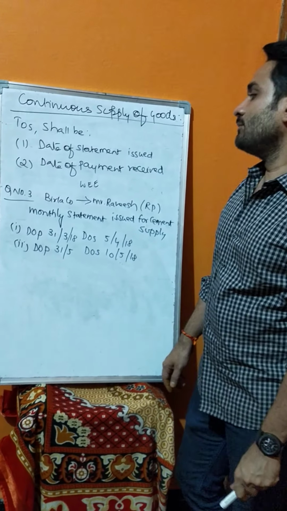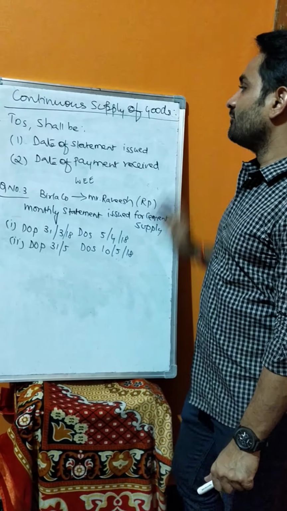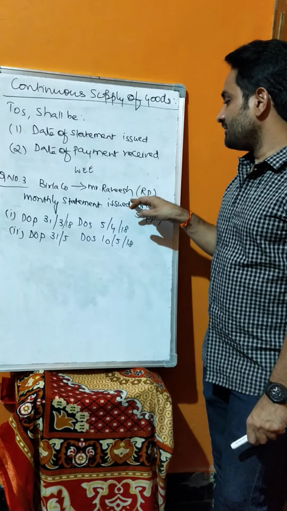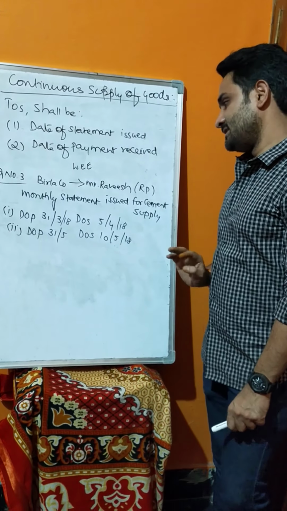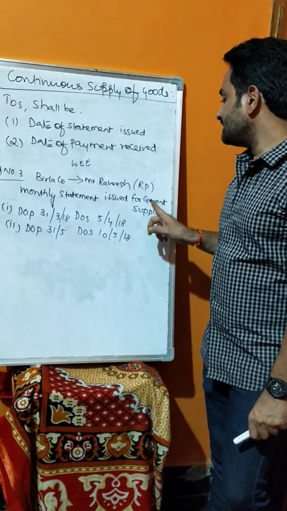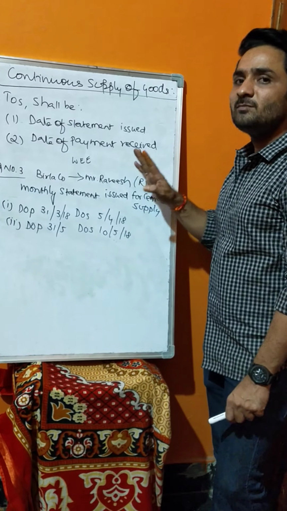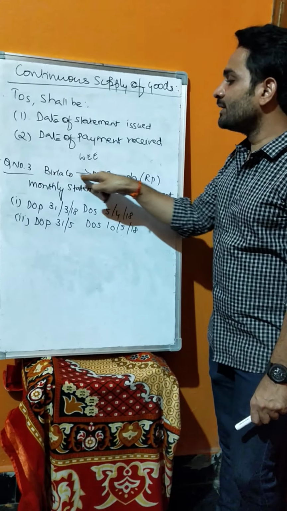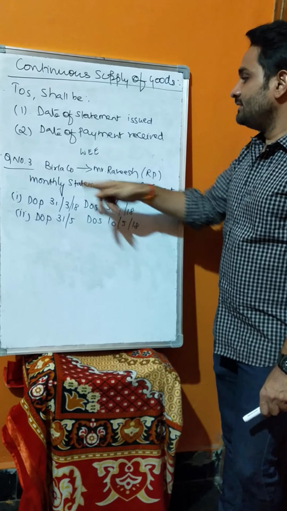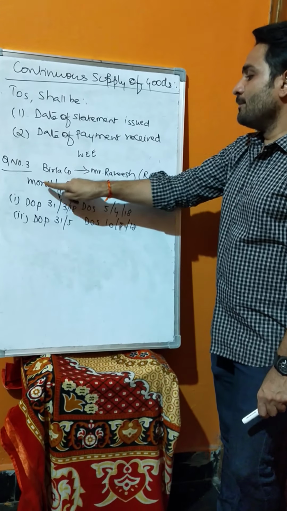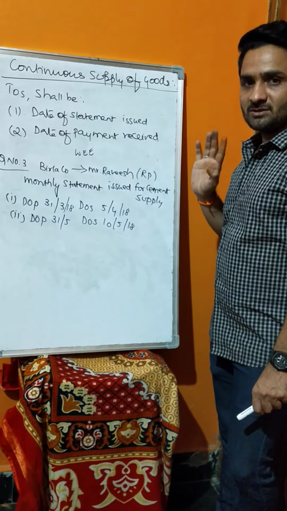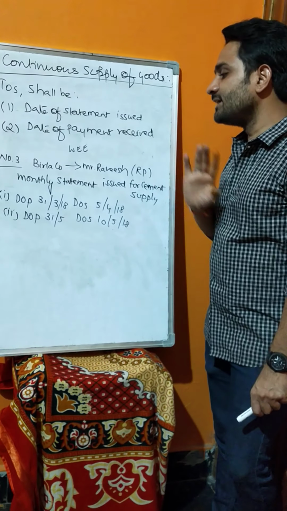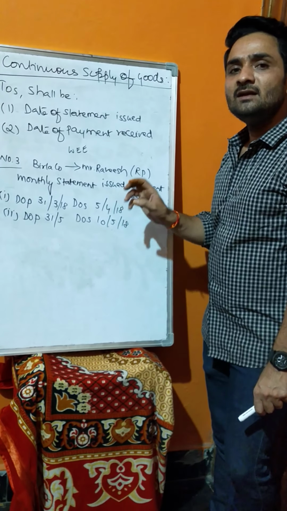Look at question number 3, which is on the basis of continuous supply of goods. Birla Company entered into a contract with Mr. Ravish, who is a registered person under GST. Birla Company will be supplying cement to Mr. Ravish as per the agreement on continuous supply basis. As and when Birla Company supplies the cement, Birla Company will be issuing a monthly statement to Mr. Ravish. Okay, this is the data given, and after this they are asking you to determine the time of supply in these two cases.